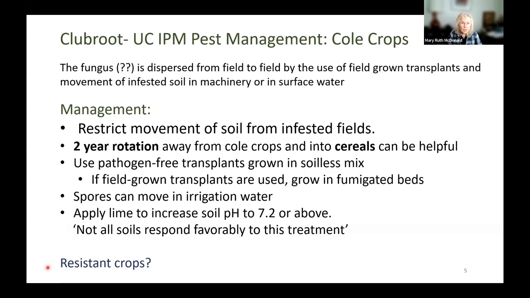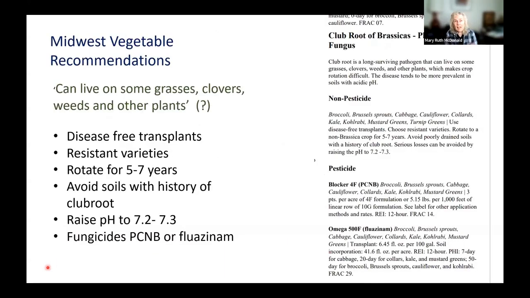And then there are resistant vegetable crops. Some growers have taken to these much more than others. The Midwest vegetable recommendations are pretty much the same, although I've seen this recommendation before that says some clovers are possible hosts of the plant and grasses. And to me, this is more of a misinterpretation, if you will. There was one published paper that said clover could be infected, but to my mind, they didn't really look at it closely enough to prove that it was actually clubroot.